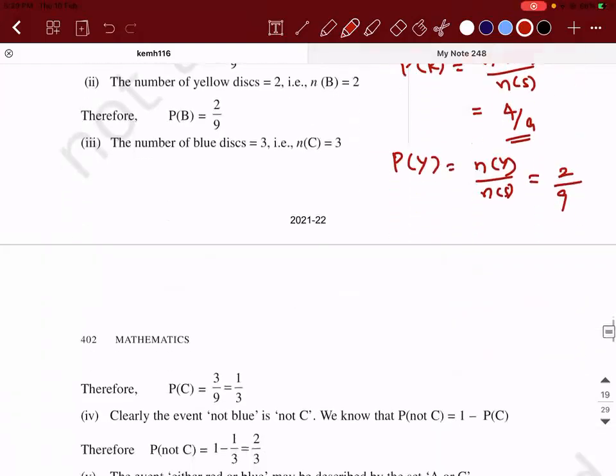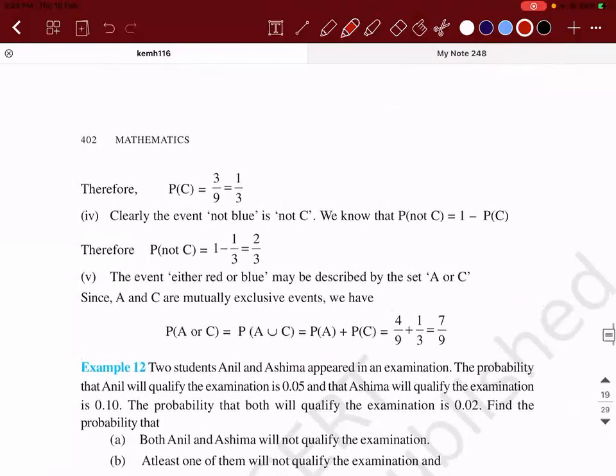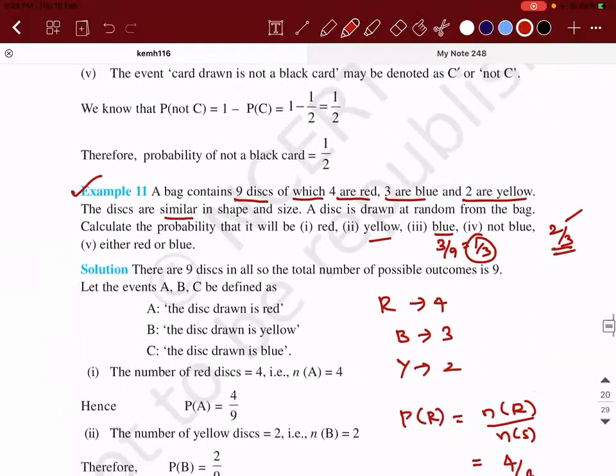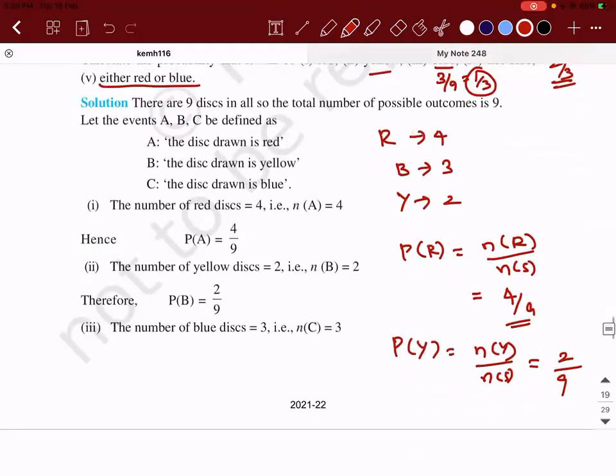So it is exactly the same thing you have learned in your 10th standard, except the fact that you're using the sample space concept. This is a good one. Either red or blue. So probability of red or blue is probability of red plus probability of blue minus probability of red intersection blue. Okay. So what is the probability of getting red and blue in this scenario? 0.